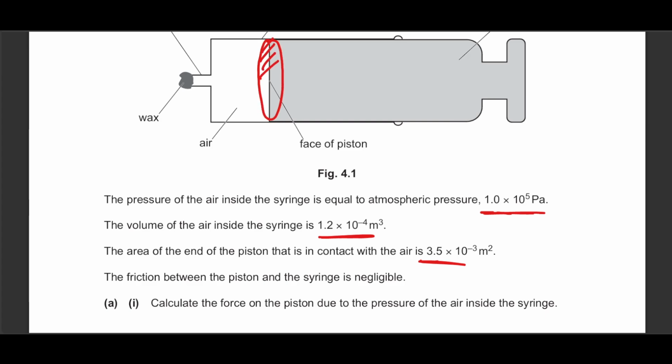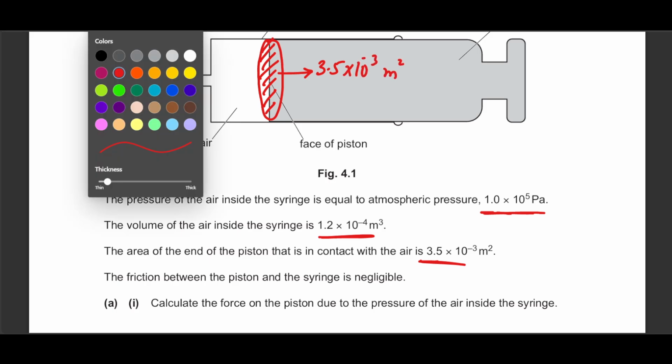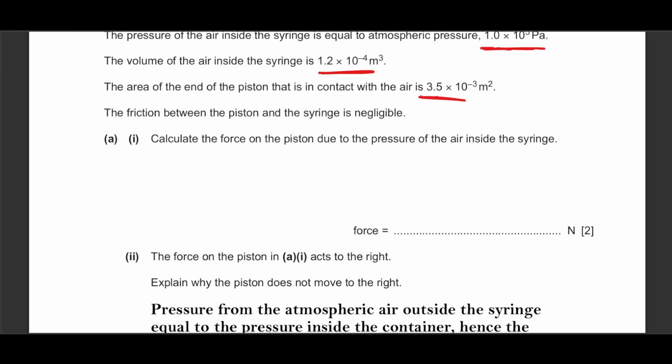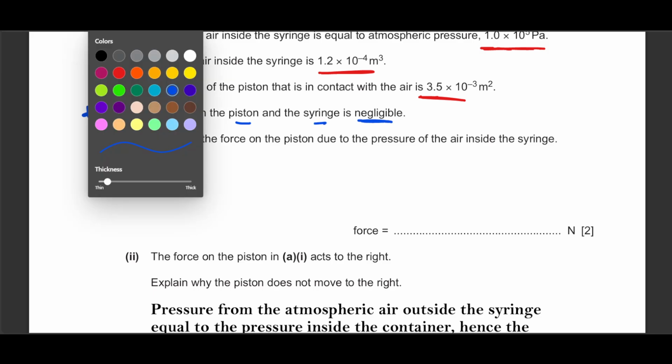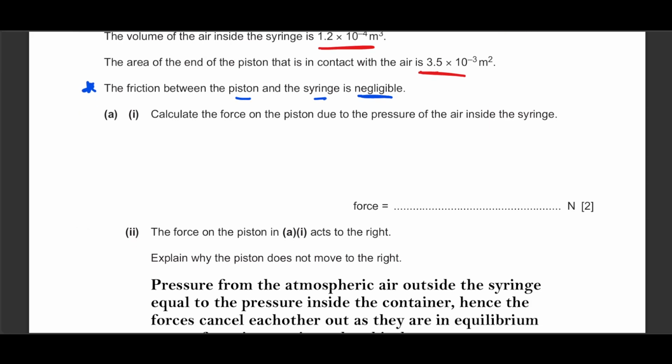cross-sectional area, in circular fashion, is actually 3.5 into 10 raised to power minus 3 meters square. And meter square is a unit for cross-sectional area. So the friction between the piston and the syringe is negligible. This is important because this point will become a challenge in the incoming part. So he said calculate the force on the piston.